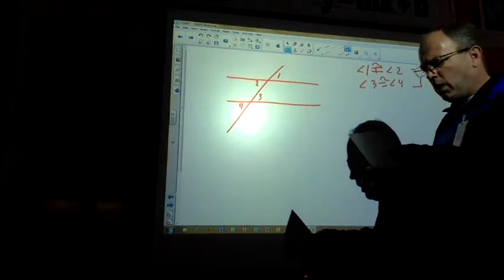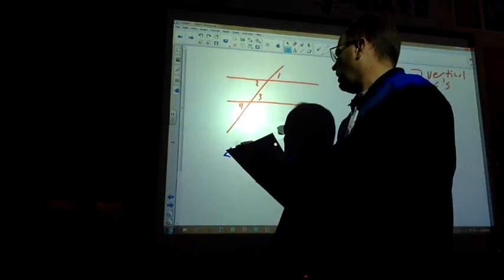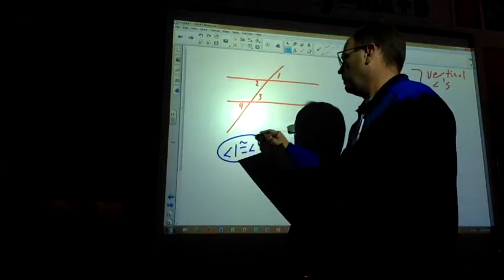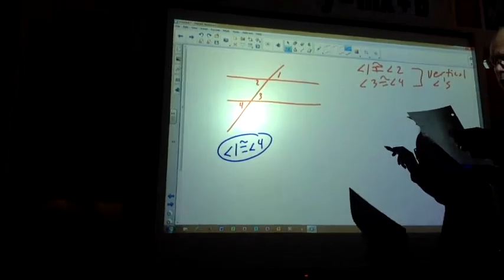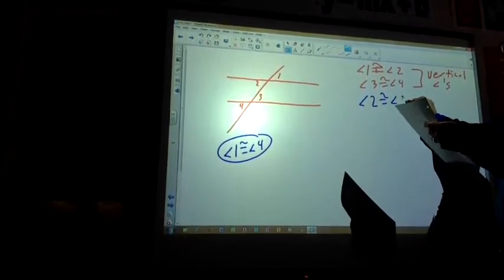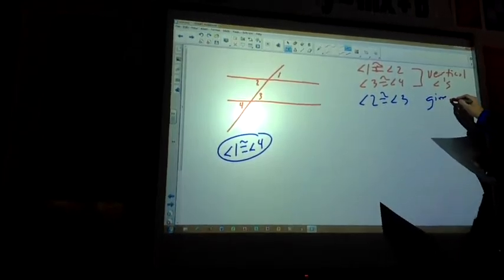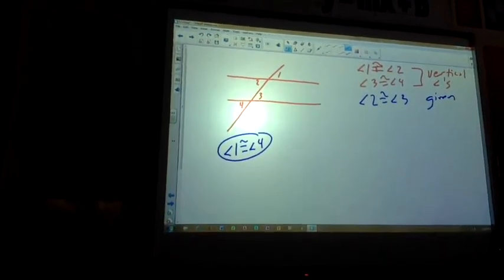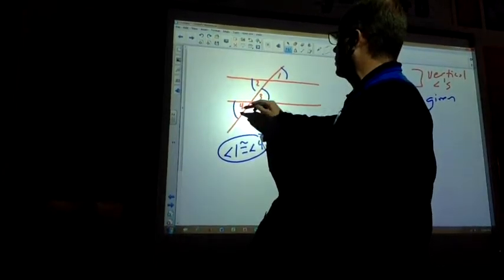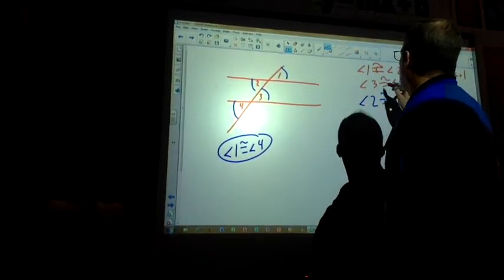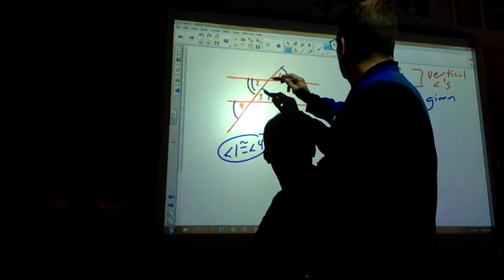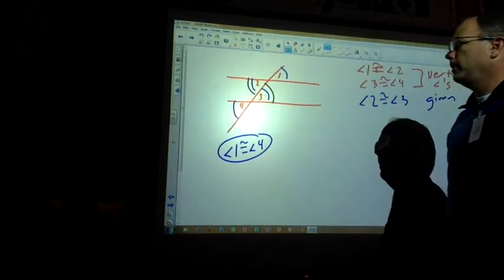So this is what we want you to prove. We want you to prove that angle 1 is congruent to angle 4. Okay? That's what we want you to prove. The next given is this. Okay? So things you know. You know that this is congruent to this. You know that this is congruent to this because of the vertical angles. And then you know that 2 is congruent to 3.